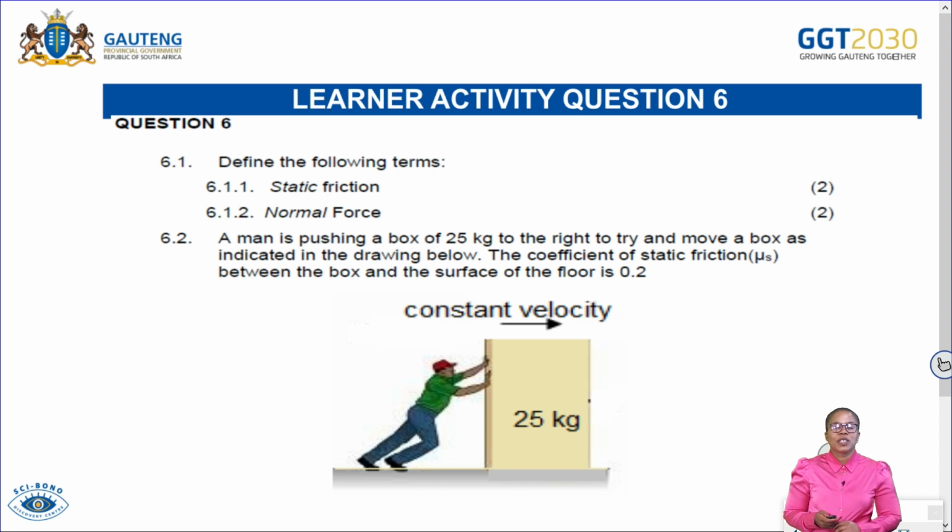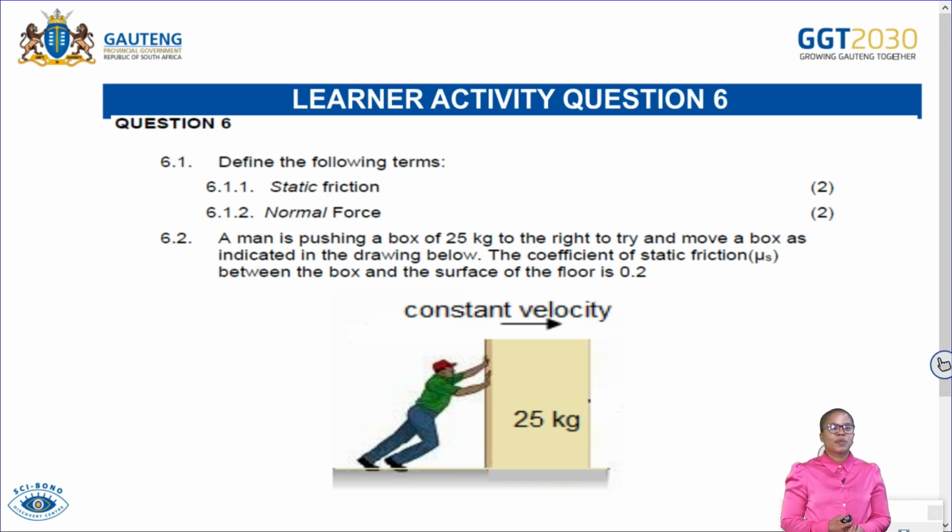Question number 6. We're exploring friction again. Define the following terms. 6.1.1 static. The word static, where does it come from? That will give you a clue on how to define it properly. Normal force, where is it going? When it's acting onto an object, it's acting on an object which is where. So that is going to give you a hint as well.